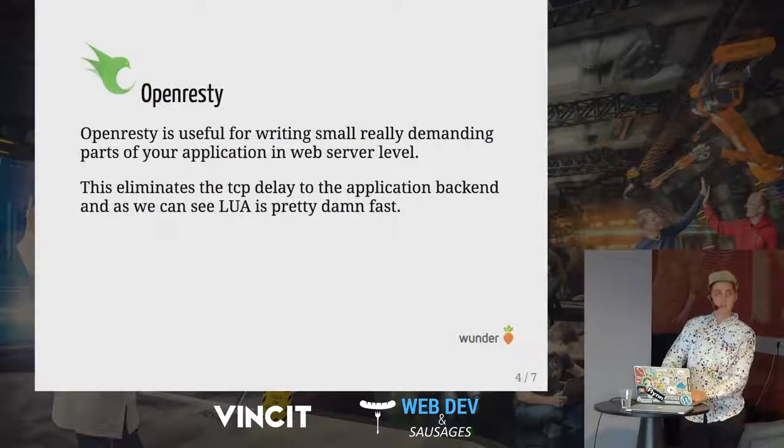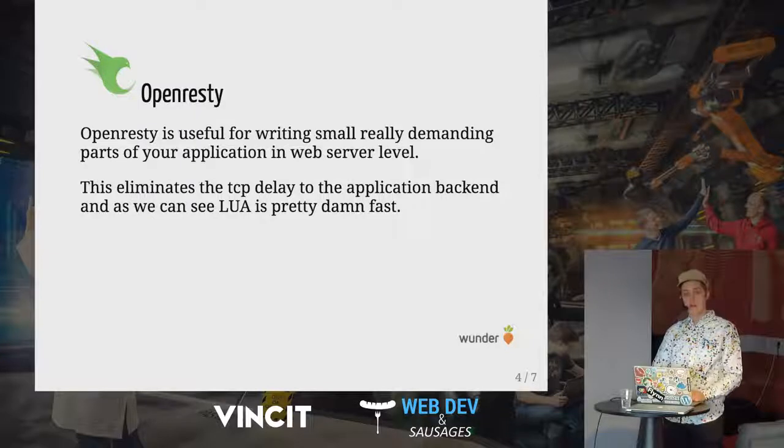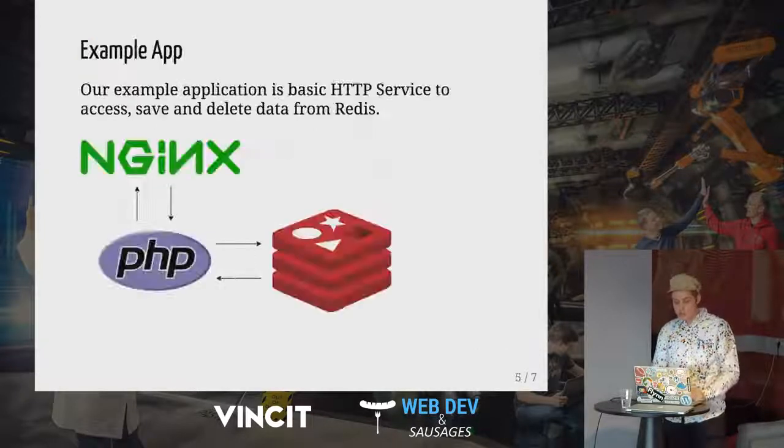OpenResty. Has anyone heard about OpenResty before? Few hands. It's actually the machinery used by Cloudflare to provide their proxying services and their application firewall and so on. So it's really the most demanding stuff that you can think of. And at least, using OpenResty, you can eliminate the small delay from the TCP connection to your PHP-FPM, Node or Go backend, and you can do everything straight from Nginx.